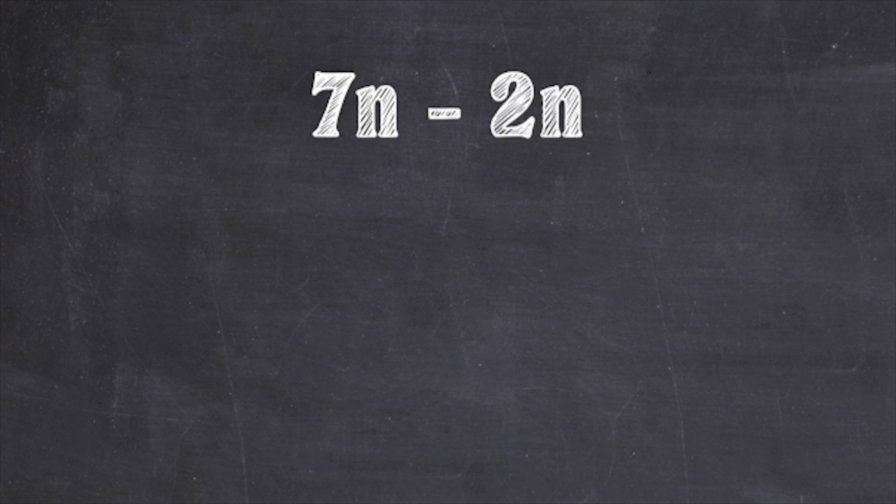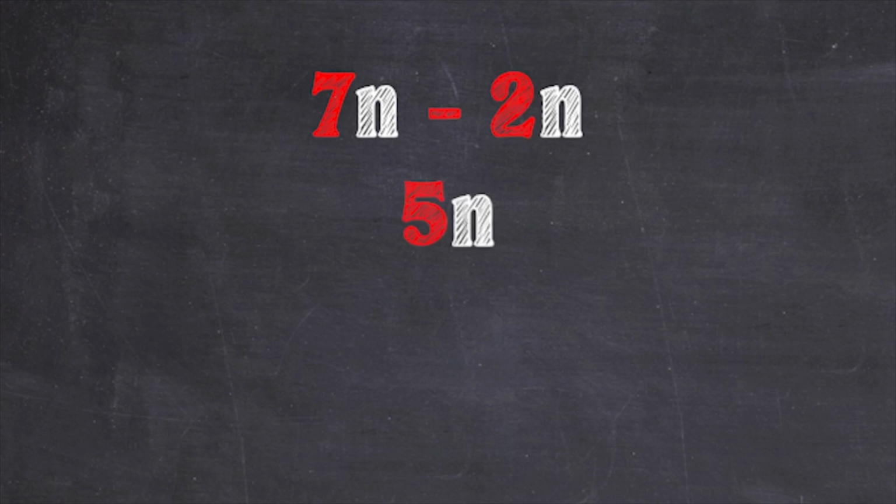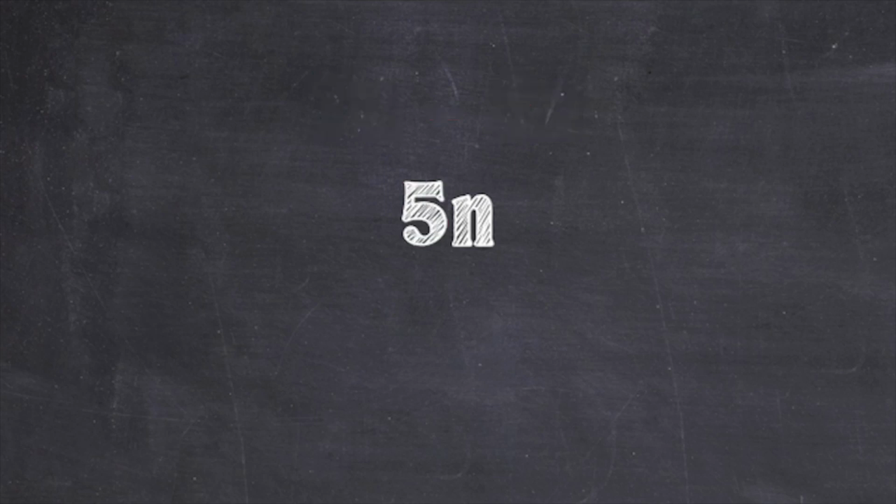This particular algebraic expression does not have any parentheses, but it does have two like terms, 7n and negative 2. These are like terms simply because they have the same variable, n. To simplify this expression, we just need to combine the coefficients of the like terms. Here, the coefficients are 7 and negative 2. Combining them gives us 5. Therefore, the simplified algebraic expression is 5n.